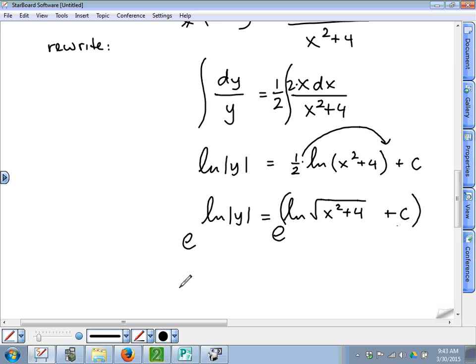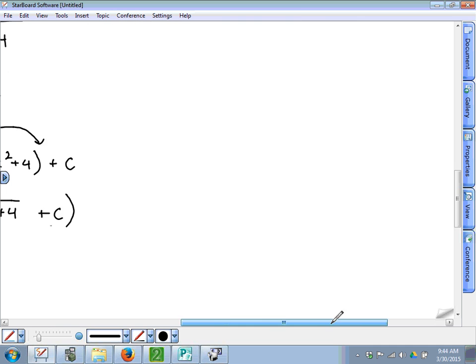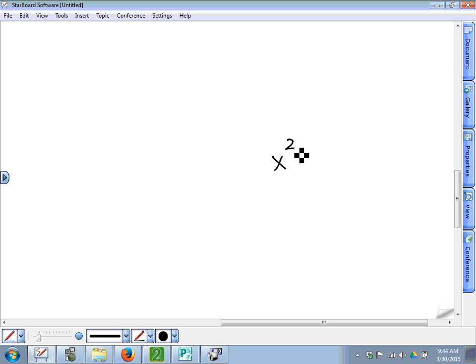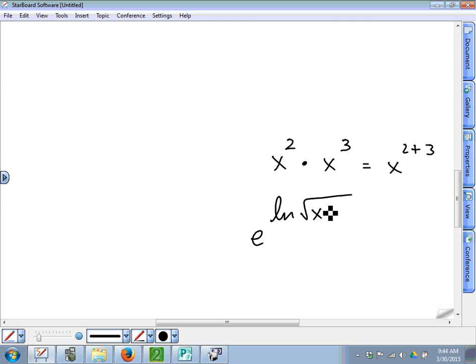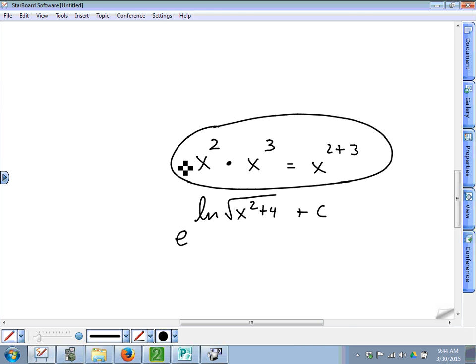This becomes y equals e to the natural log of the square root of x squared plus 4 plus c. Well, this is just a property of exponents, you guys. If you're multiplying two things together that have the same base, what do you do? That is correct. So I want you to look carefully at what you're trying to do. Look at this property that you already know. How could we apply this property?